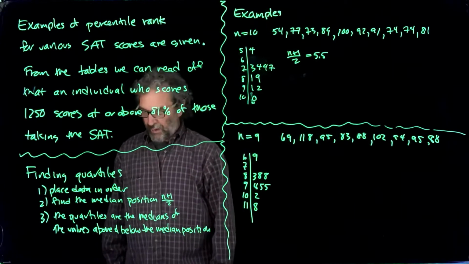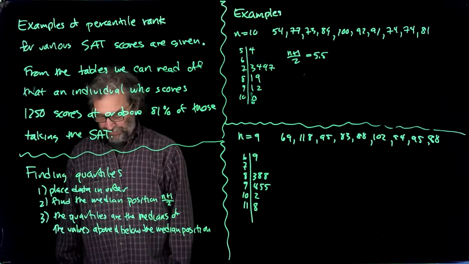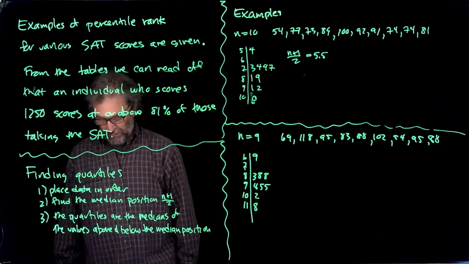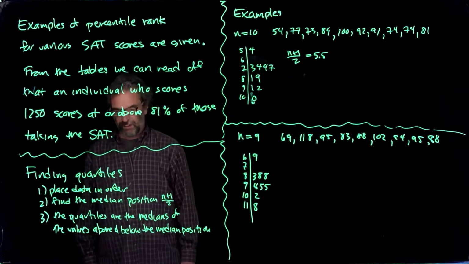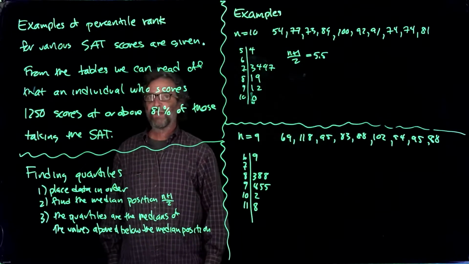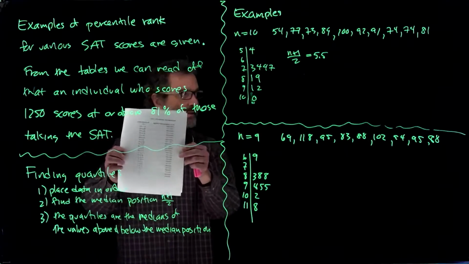So on your handout, which I hope you printed, but maybe you didn't, we have examples of percentile scores versus SAT composite scores. They're a couple years old. You can get these online if you hunt for them. Examples of percentile rank for various SAT scores are given. It's on this sheet here. Can you see what I'm doing? Yeah, it's that one there.